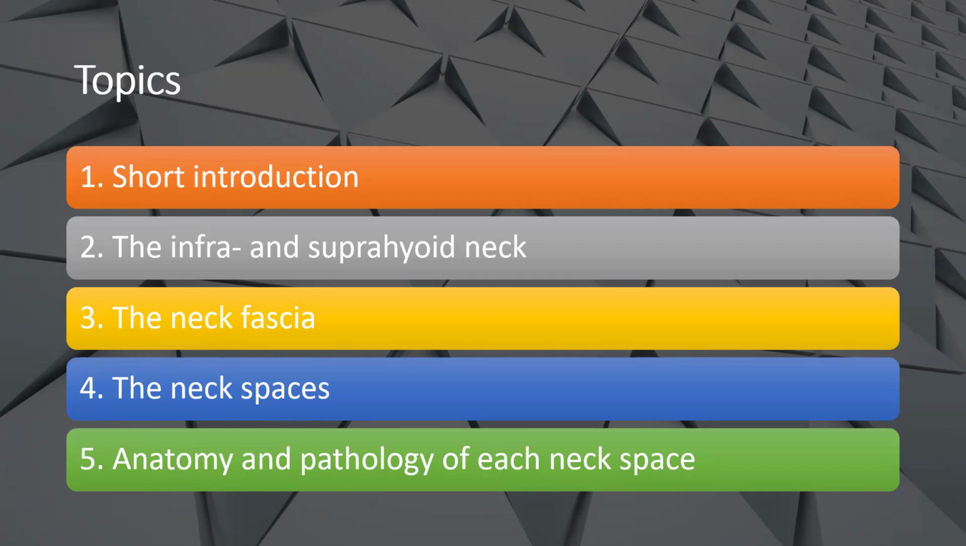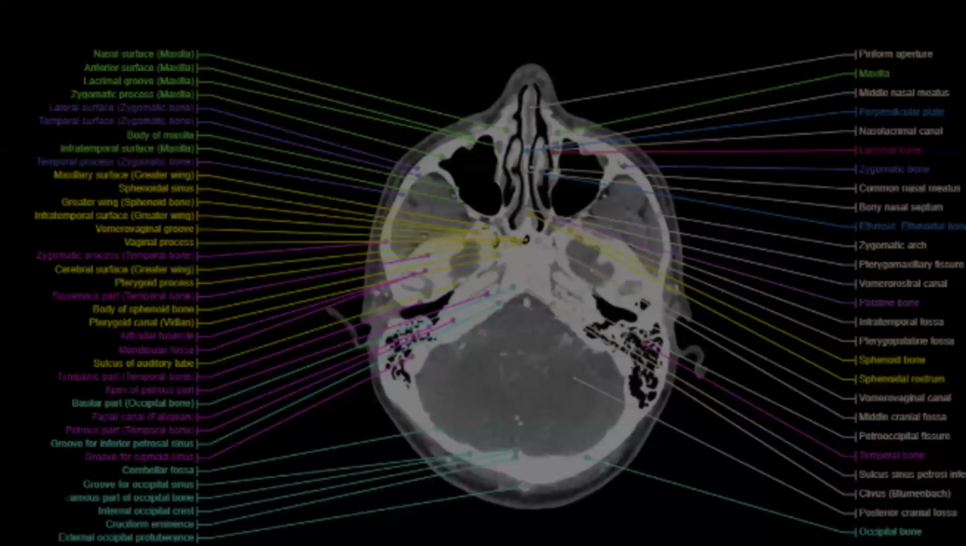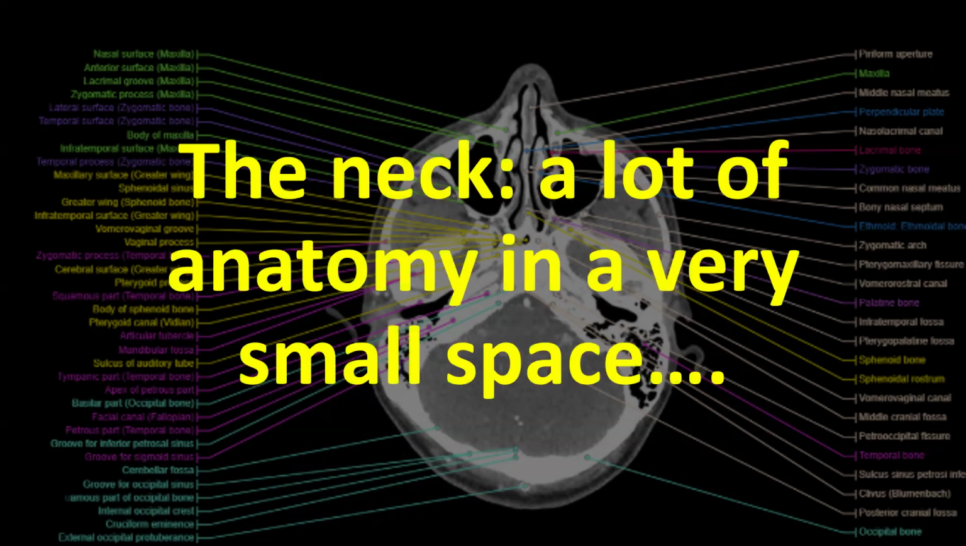Let's start with a very short introduction, and by way of introduction, I made this screenshot of the neck from the IMAIOS website. And we see a lot of anatomical structures indicated in several colors, all located in the neck. And this is the reason why neck anatomy is so daunting. There is a lot of anatomy in a very small space. And it seems almost impossible to know where to get started if you want to study and understand neck anatomy.